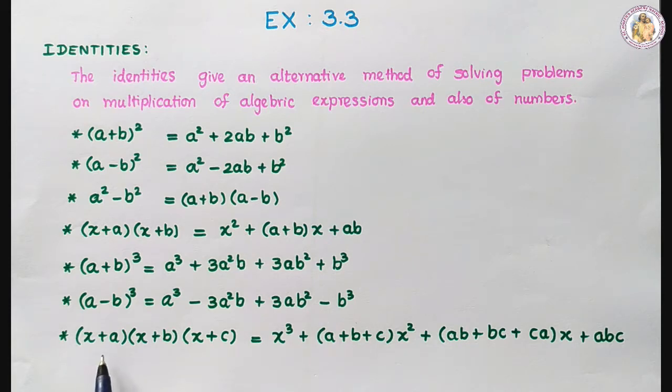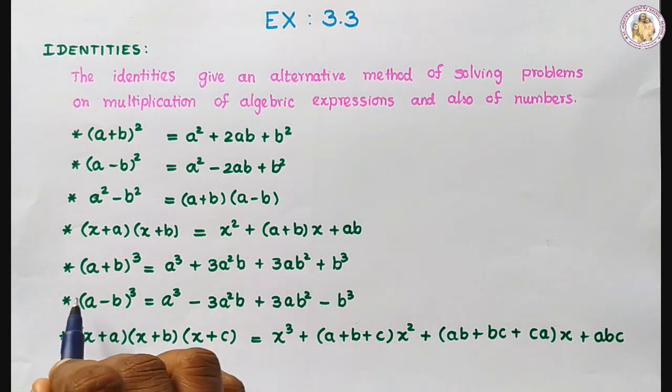And then x plus A into x plus B into x plus C equal to x cube, x into x into x, so x cube plus A plus B plus C into x squared plus AB plus BC plus CA into x plus ABC.